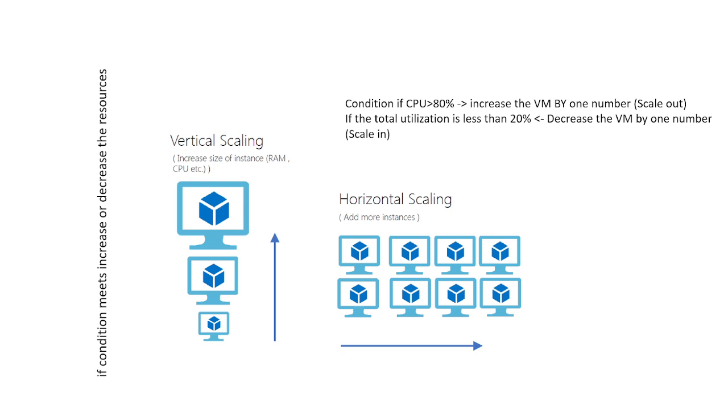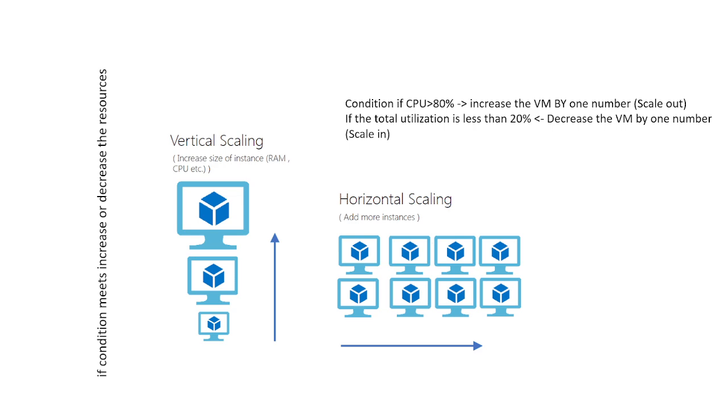If you look at this picture, if the condition is met, it increases or decreases the resources when you go with the first option. You see I have mentioned here the computer size. The size of the computer will increase. Today you have 2 CPU, it has become 4 CPU, then 8 CPU. It is the same virtual machine, but the same virtual machine's size is getting increased. It increases the instance size, RAM and CPU.